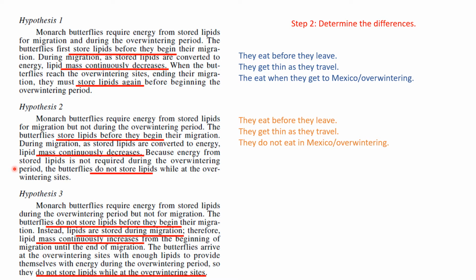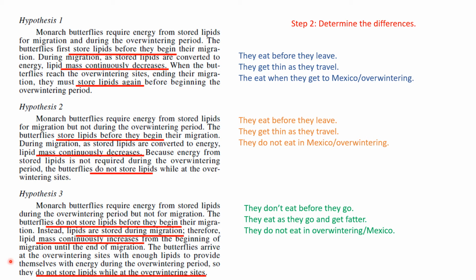And then hypothesis 3, monarch butterflies require energy from stored lipids during overwintering but not migration. The butterflies do not store lipids before they begin. Instead, they're stored during migration and their mass increases. Okay, so they don't eat before they leave like 1 and 2. They eat as they go. They're stopping and getting some fast food on the way, and they get fatter as they go. The butterflies arrive at the overwintering site with enough lipids to provide themselves with energy, so they do not store lipids while at the overwintering site. They don't eat before they go. They eat as they go and get fatter, and they don't eat in Mexico.